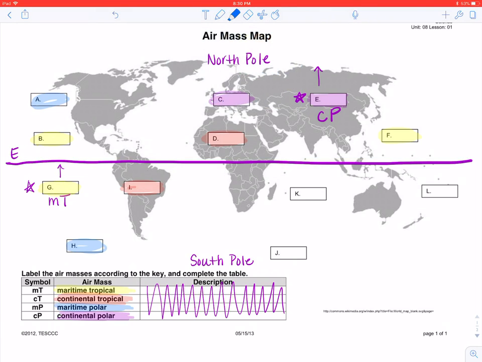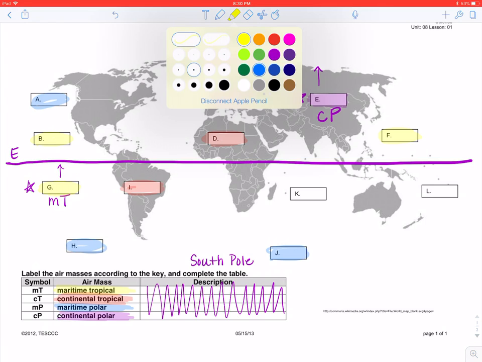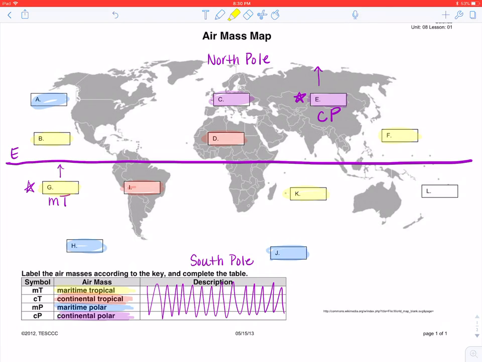J is over water and closer to the poles, so that is maritime polar. K is over water and close to the equator, so it's maritime tropical. And L is over water and close to the equator, so it is also maritime tropical.